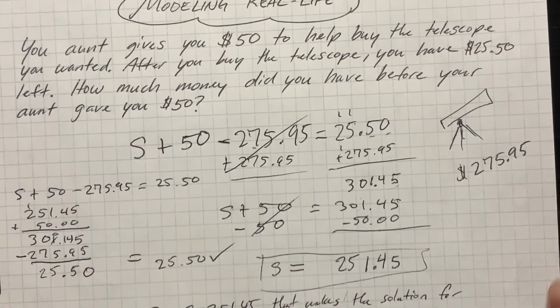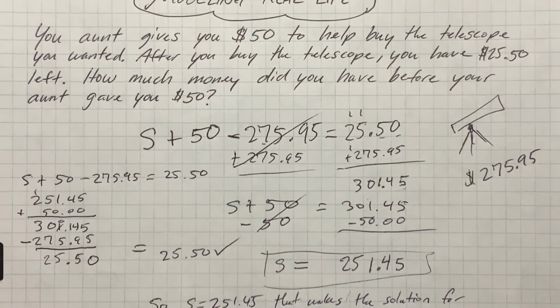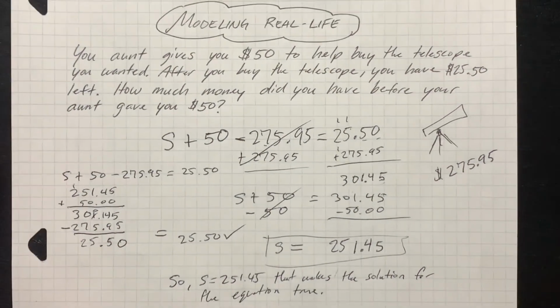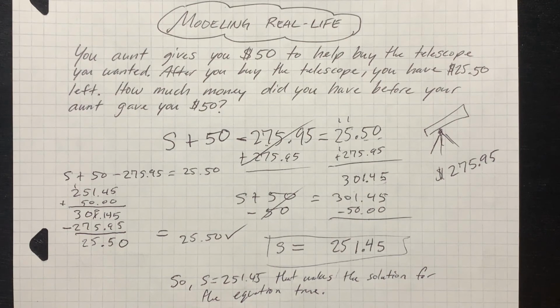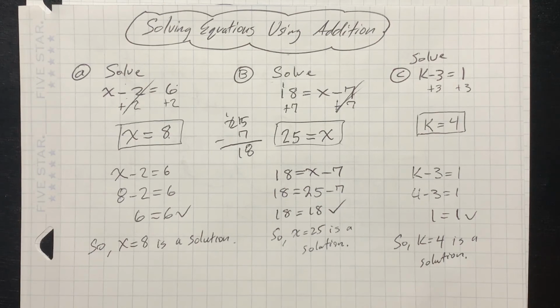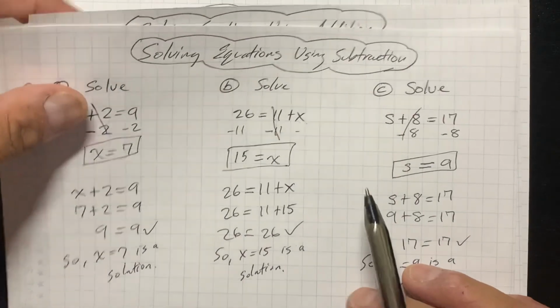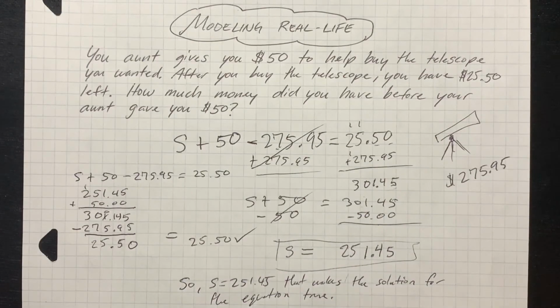All right. So if you notice that instead of writing it horizontally, that can kind of get in the way. And if you notice, I started stacking them vertically. You could do that if you want to. It's really your preference. And it's basically the same thing. It's exactly the same thing of what we worked on over here when we solved equations using addition and solving equations using subtraction. But we just combined it in a real life situation.